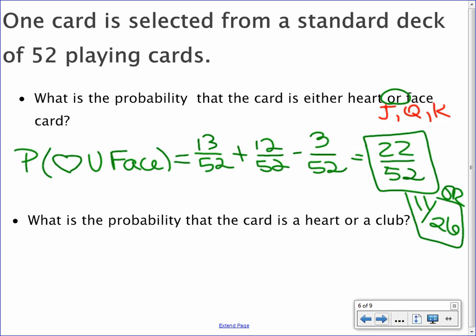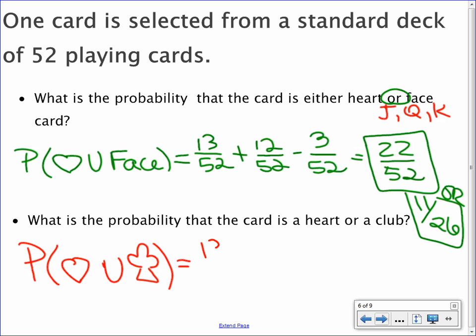Okay. What about the probability that the card is a heart or a club? Are these mutually exclusive events? Yes, they're not overlapping. So the probability of a heart or a club. What's the probability of a heart? 13 out of 52. There's 13 hearts out of 52. Or 50%.